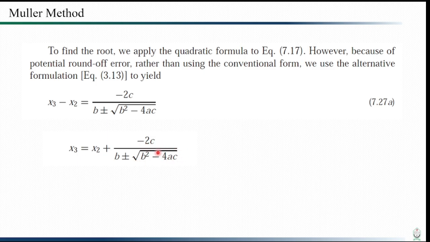Now here is another catch. If we look at this part, which value will we consider, the plus or the minus? The main idea is that we choose plus or minus in such a way that the denominator becomes larger. If choosing plus gives us a larger denominator, we choose plus. If choosing minus gives us a larger denominator, we choose minus. In this way, we can reach a point where we get our next iterative value x3.